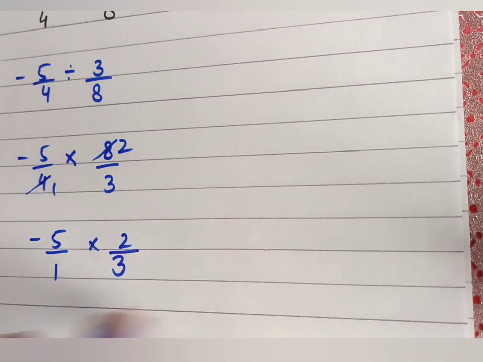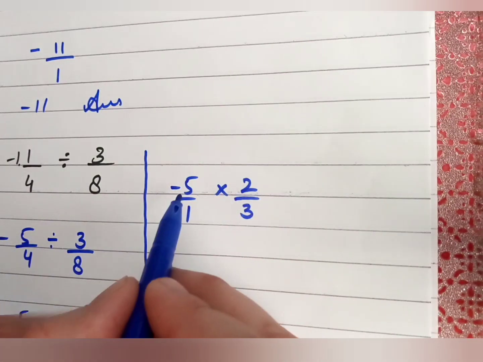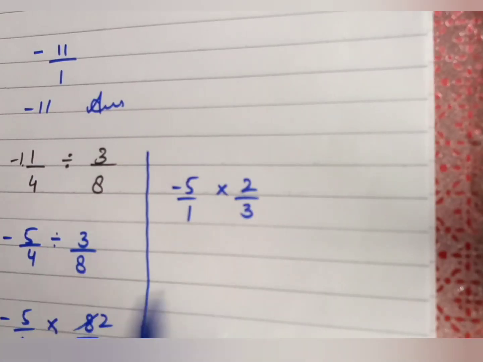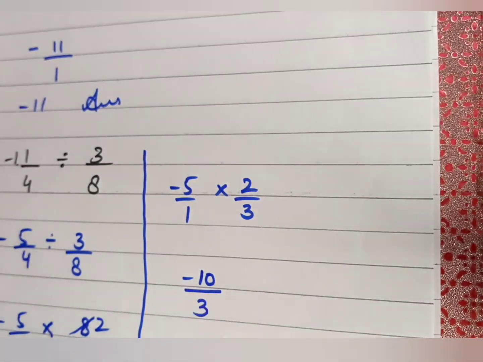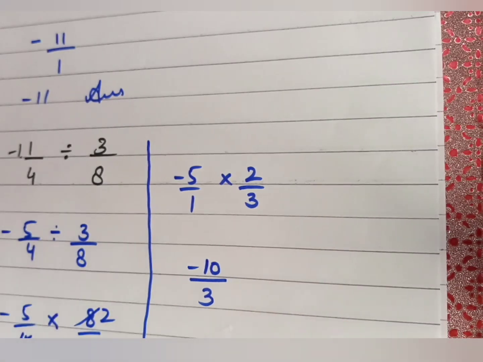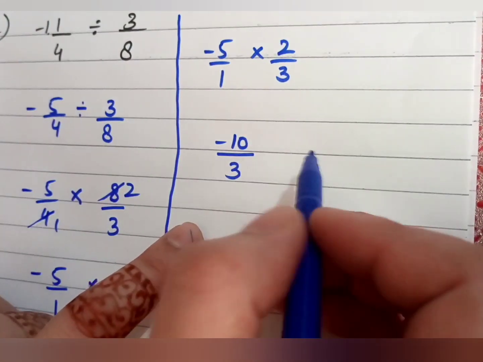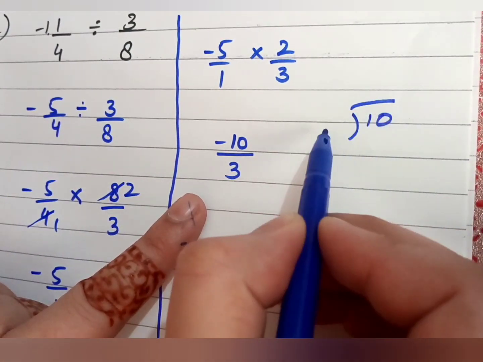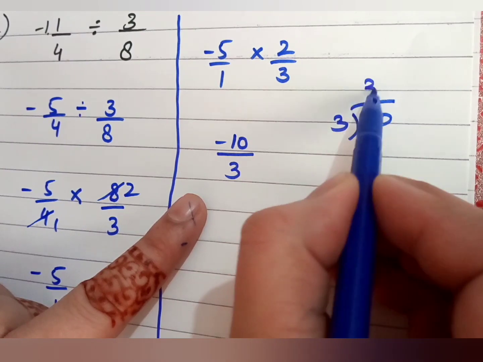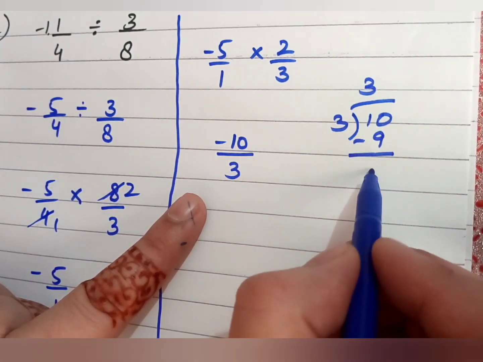Yes. Now simplify your term. So 5 2s are 10, plus minus minus, and 3 1s are 3. Now look at your fraction. Okay, minus 10 by 3. You have to convert this improper fraction into mixed form. So we divide 10 by 3. 3 3s are 9, and 10 minus 9 is 1.